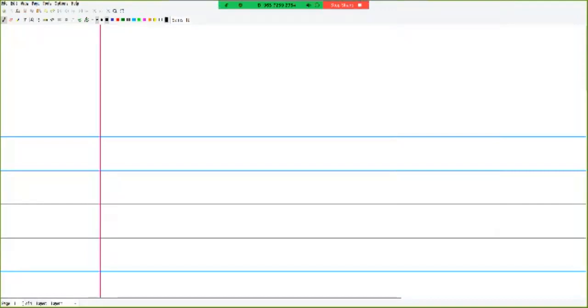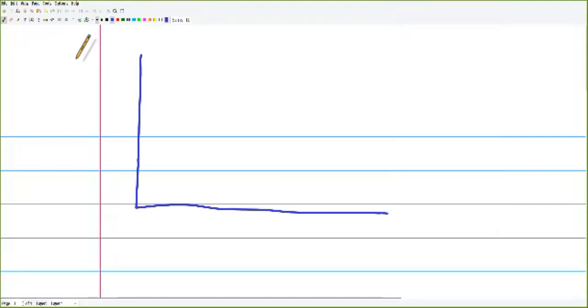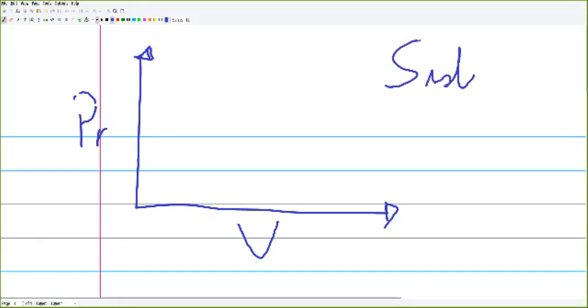So today we will talk about something that is very important. So we have a graph here, and on the y-axis it's pressure. It's pressure, and on the x-axis is volume. And we talked about the systolic and the diastolic.